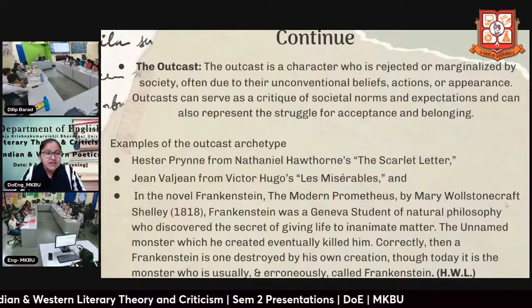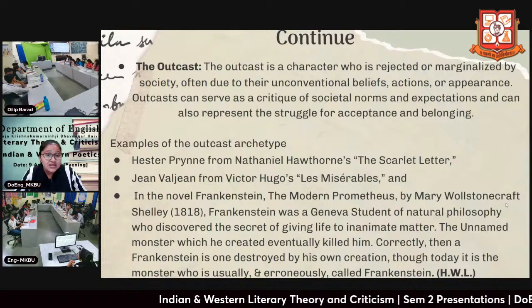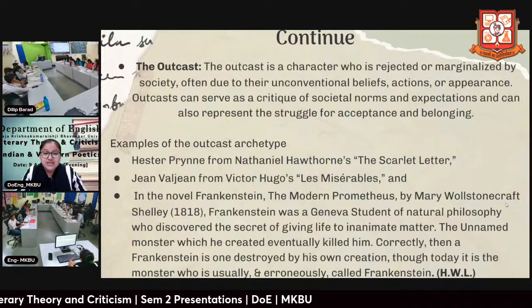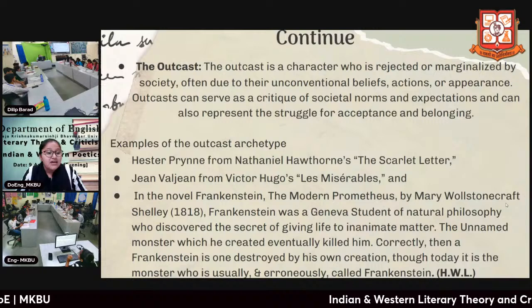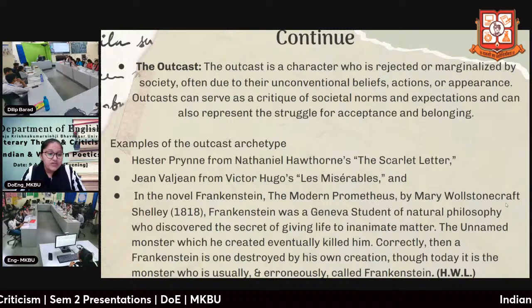Next, the outcast. The outcast is a character who is rejected or marginalized by society, often due to their unconventional beliefs, actions, or appearance. Outcasts can serve as a critic of societal norms and expectations, and can also represent the struggle for acceptance and belonging. Examples of the outcast archetype: Hester Prynne from Nathaniel Hawthorne's The Scarlet Letter, Jean Valjean from Victor Hugo's Les Misérables, and the creature in the novel Frankenstein, or the Modern Prometheus by Mary Shelley.